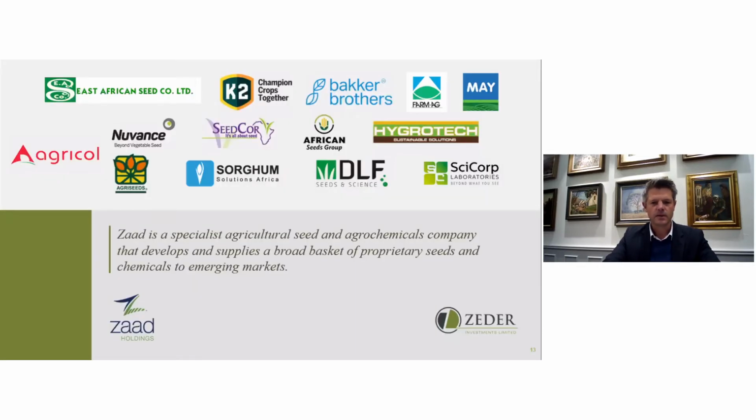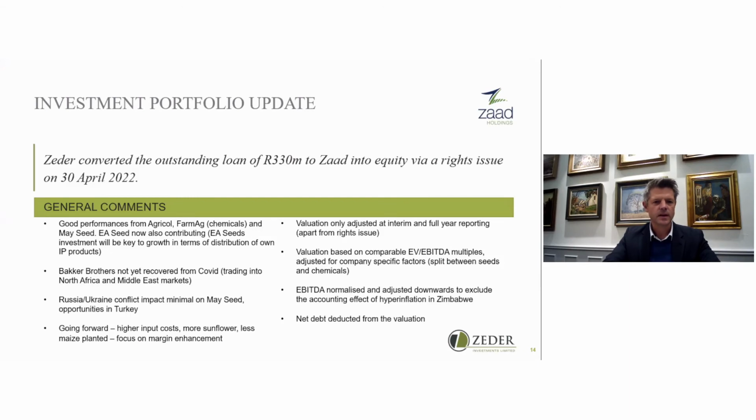In terms of our portfolio, ZART, the business run by Antonie Jacobs. You'll see in the left top logo, East African Seeds. That's our new acquisition in the prior financial year. As I mentioned, that loan of 330 million rand was converted into equity via the rights issue on the 30th of April. And as a result, the increase in the valuation.